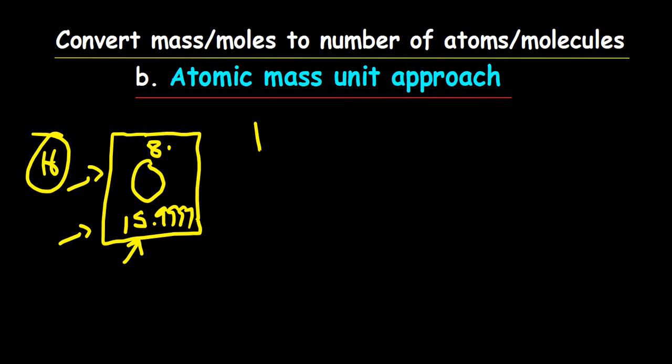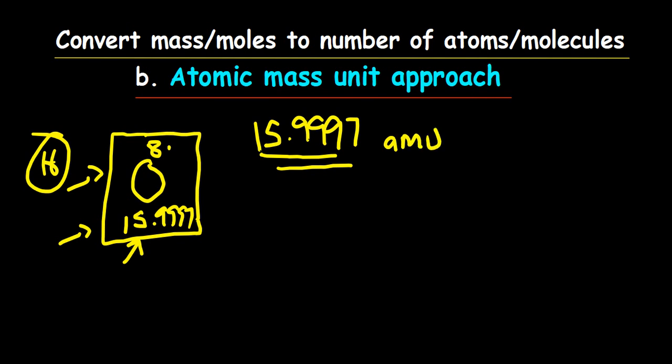Remember when we were solving questions on the isotopes, we said the units for the molar mass are atomic mass unit. And this atomic mass unit is what you can see here, the atomic mass unit approach. So what does the atomic mass unit approach state? It states this relationship.